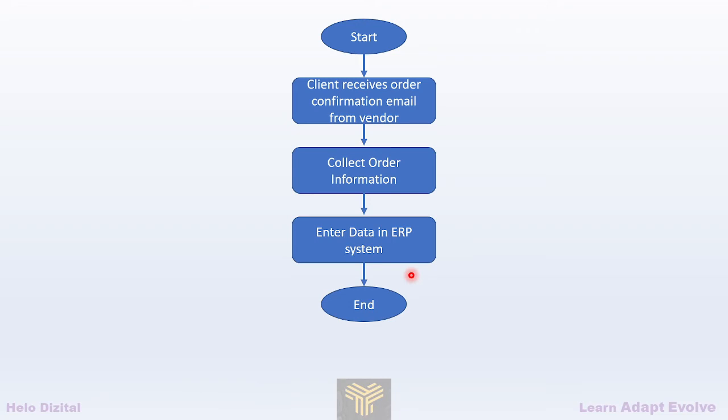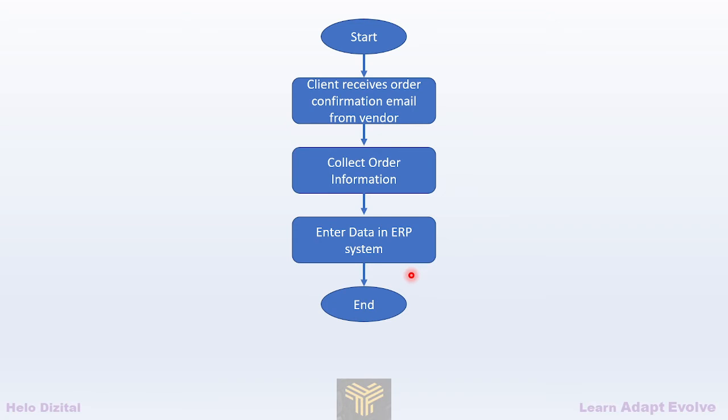In our process, the client receives the order confirmation from the vendor via email. The client then reads order details from the email, let's say Outlook. Then the client finally enters the order details collected from Outlook into an ERP system, let's say SAP. Please note that this process in real time has a lot of complex steps or logics. But for our RPA understanding, we have considered these simple steps for the process. Now let's see how the bot will perform these actions.